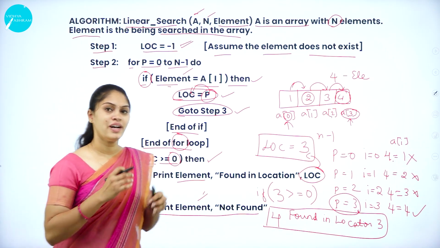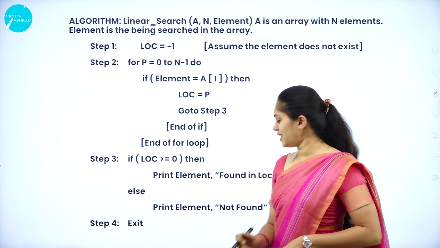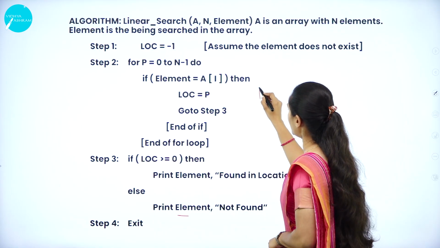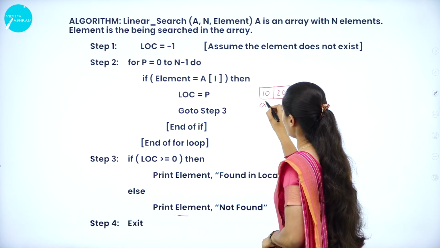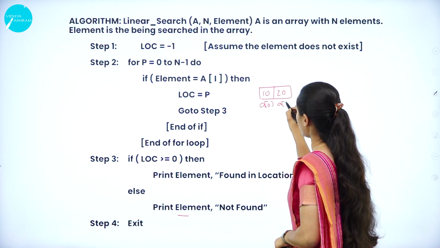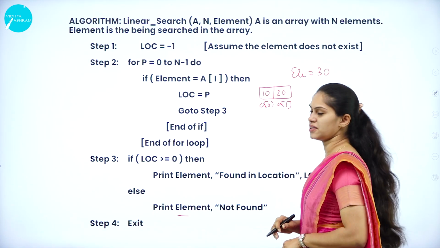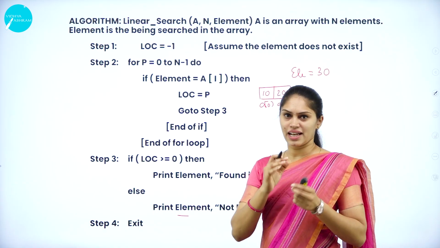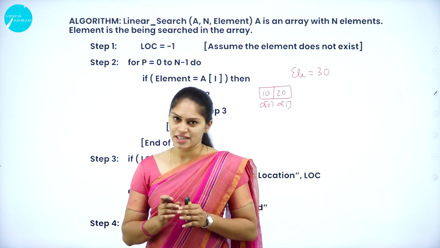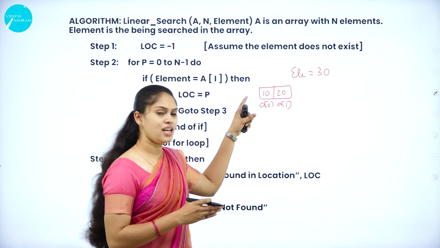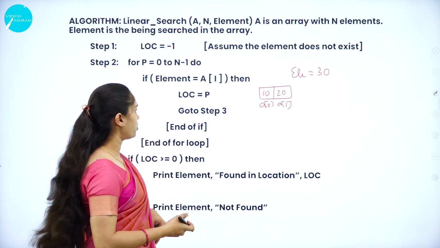So let me show you what happens if the element does not exist in the set. We'll see the else part here. For that, let me take only 2 elements. 10, 20, and its location is A of 0 and A of 1. But I want to search for an element called 30. As of now, we know that 30 is not in the array, but we'll see how it works in a program manner.